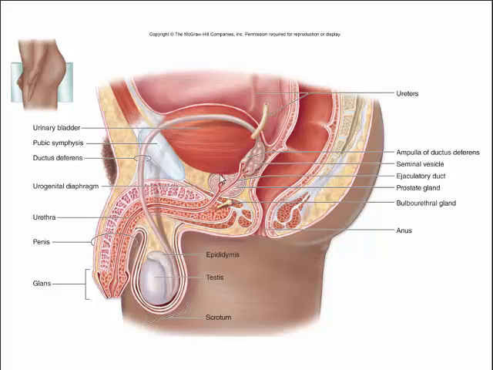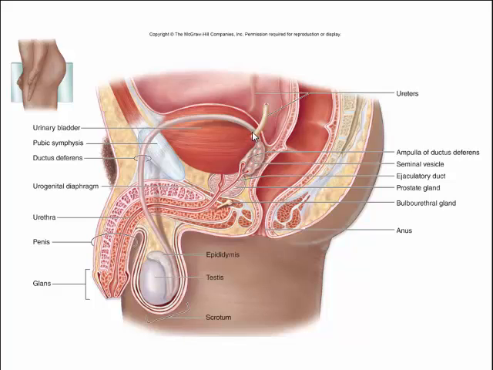The prostate gland is situated superior to the urogenital diaphragm. The main passageway through the prostate gland is the urethra, but secondarily the ejaculatory duct from the left and right seminal vesicles pass through the prostate to empty into the urethra. Seminal vesicles, again, are parasagittal structures. There's a left and a right, and they produce about 60% of the semen. Adjacent to them is the ampulla, which is the widest portion of the ductus deferens.